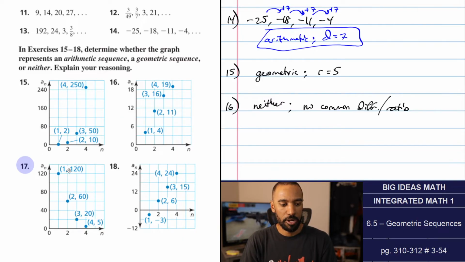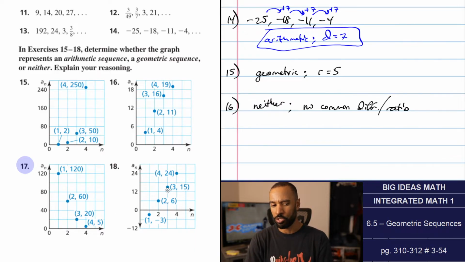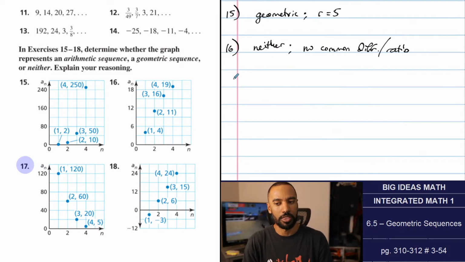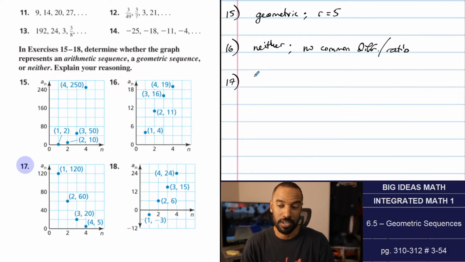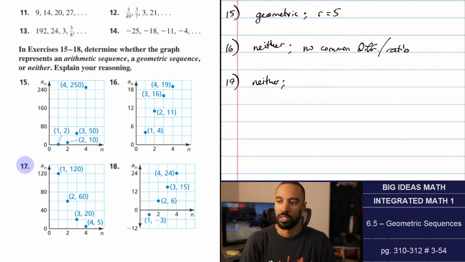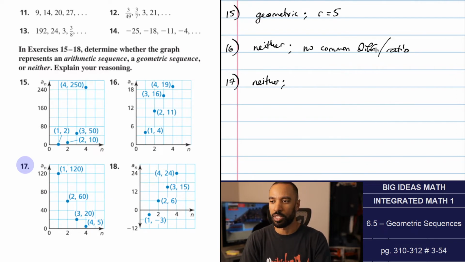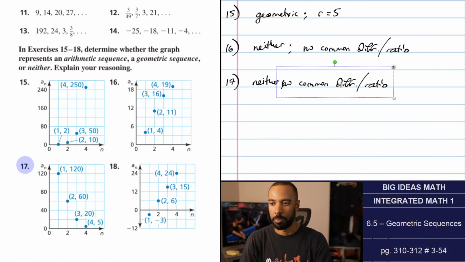Number 17 doesn't appear linear as well. We could divide 120 by 2 to get 60. Then you divide by 3 to get 20. Then you divide by 4 to get 5. So you're dividing by one bigger number than the one before it, but because it's not common, it's not geometric. And like I said, not arithmetic. So also a neither case. No common difference or ratio, once again. Try to just copy and paste that. There we go.